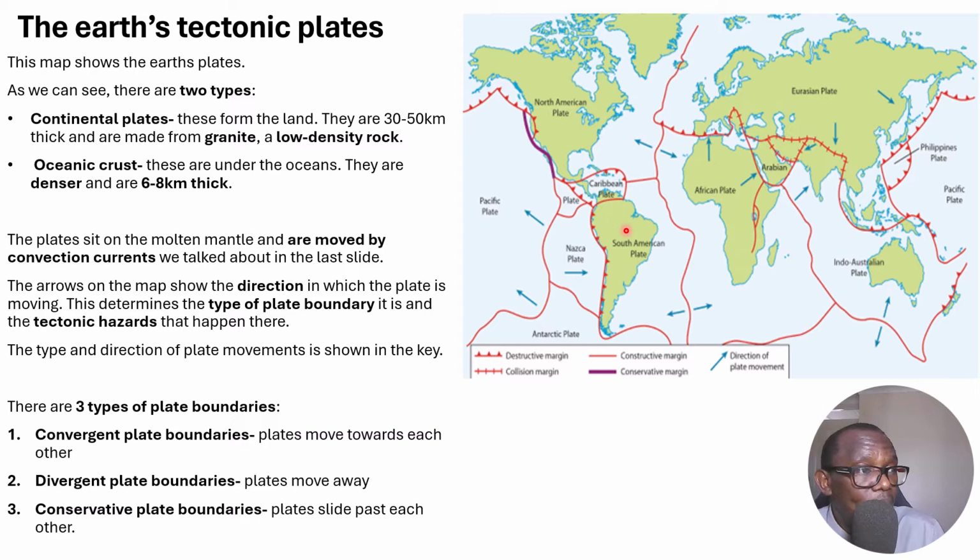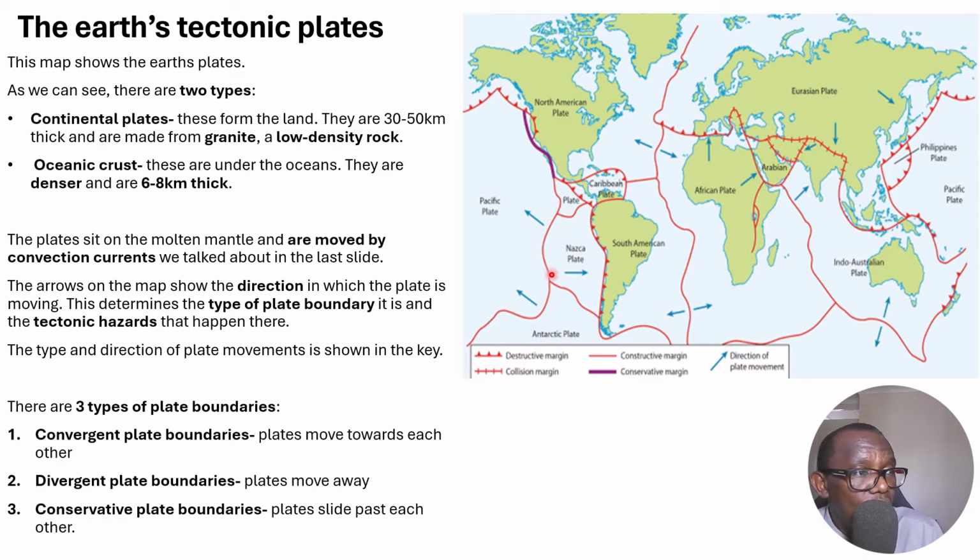So that is what determines the different types of plate boundary that we are going to be talking about briefly. Those types of plate boundaries are convergent plate boundaries, which are where two plates are moving towards each other. An example of that is the Nazca plate here that is moving towards the South American plate. As you can see here, the South American plate is moving this way and the Nazca plate is moving towards it here.